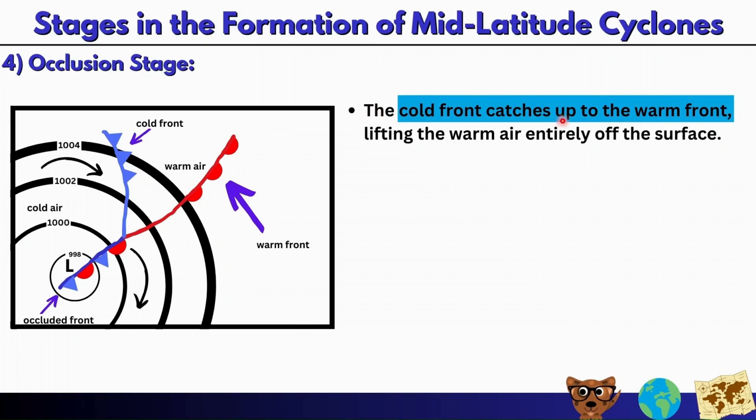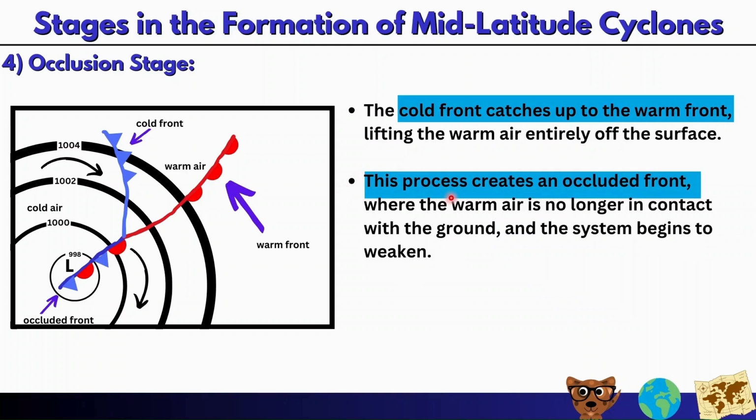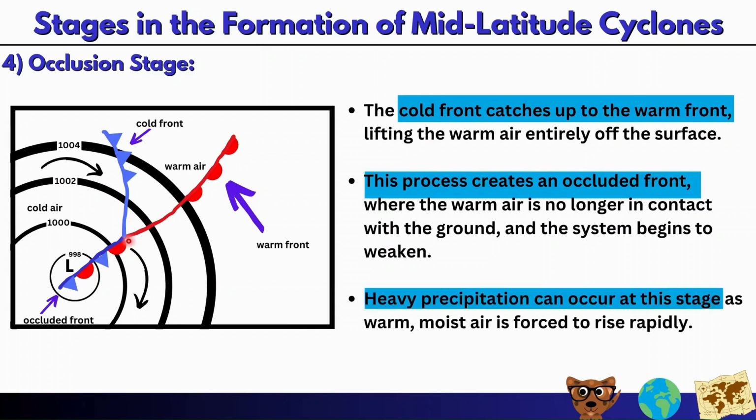So the cold front catches up to the warm front, and that is because your cold front has cold air. Cold air is dense, so it will move a lot faster. And this will lift the warm air entirely off the surface. This process creates an occluded front, where the warm air is no longer in contact with the ground and the system begins to weaken. Can you see there's an occluded front, right? There are triangles and semicircles. And heavy precipitation can occur at this stage as warm, moist air is forced to rise rapidly.